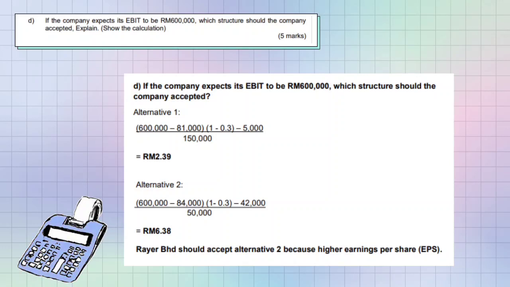The last question is, if the company expects its EBIT to be 600,000, which structure should the company accept? This is a simple question, just substitute the EBIT in the formula given. So we will get the answer. EPS for alternative 1 is 2.39, while EPS for alternative 2 is 6.38. So which structure should the company accept? The answer is Raya Berhad should accept alternative 2 because of the higher earnings per share.